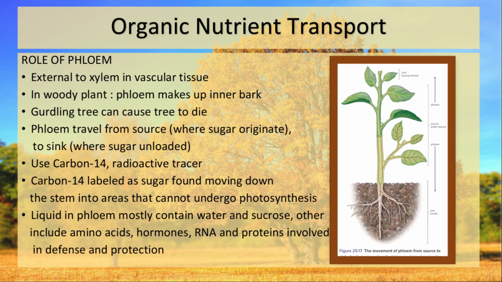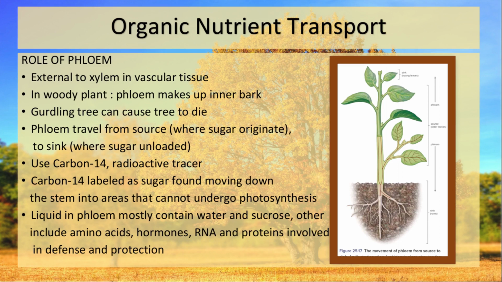Alright, so phloem tissue is typically found external to the xylem in vascular tissue. That is why when we girdle a tree, it will cause the tree to die, because the lower half of the tree is cut off from its sugar supply. Did you know that phloem sap does not have any direction? It doesn't move exclusively upward or downward, unlike water in the xylem tissue. Water in the xylem tissue moves due to gravity, right? Phloem is not like that. Phloem can travel in any direction, but the direction has a beginning and an end.